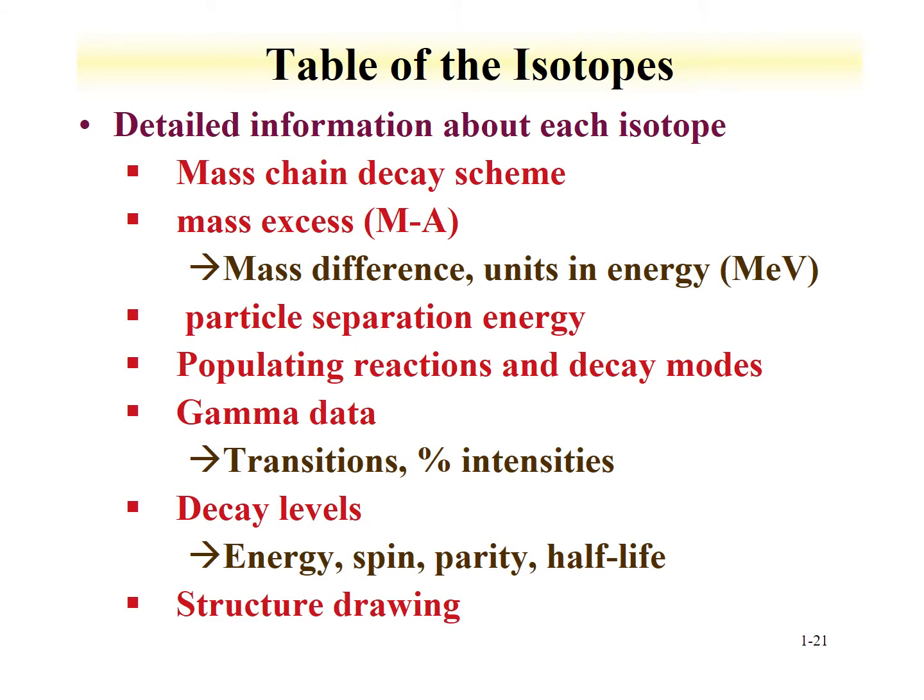The table of the isotopes is another compendium of data that's used in the course, and it contains much more detailed information on each isotope. There's mass, decay schemes, mass excesses, particle separation energy, population reactions, gamma transition energies and their intensities, decay levels, and a drawing of the structure. Right now, this is just an introduction to this information. Later in the course, we'll go over this information in much more detail.